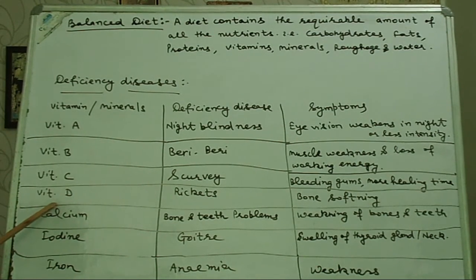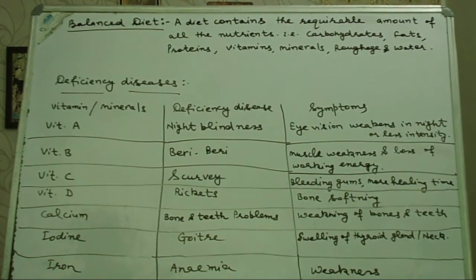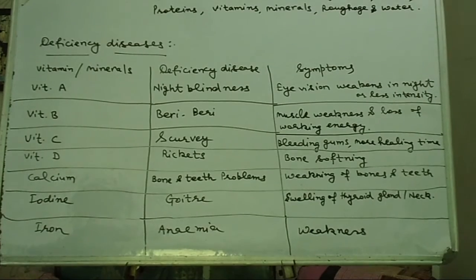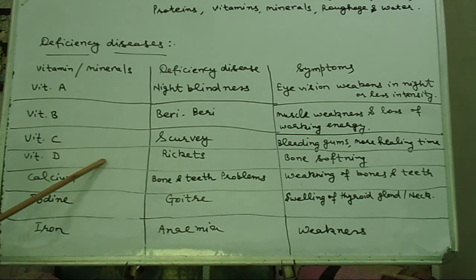Similarly, deficiency of vitamin D can create a deficiency disease called rickets, a problem of bone softening. Bones will become soft. Most of the time this condition occurs in childhood. These were the vitamin deficiencies that can take place.